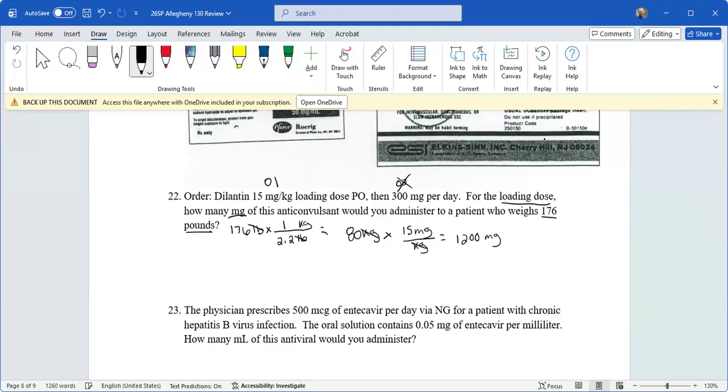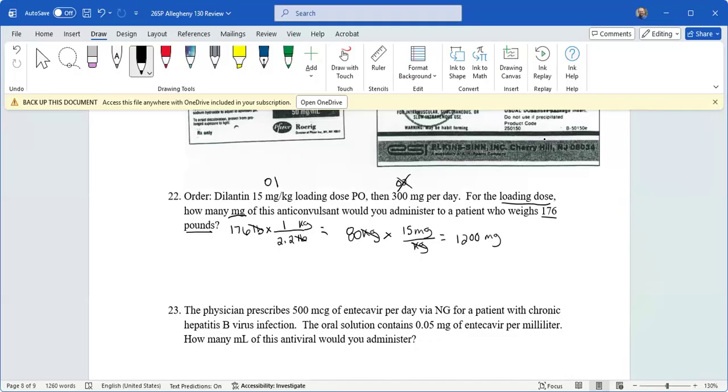So it seems like a lot, right? It's like a big loading dose, but that's why it's called a loading dose. A lot of times you give them a big dose first, and then you give them a regular maintenance dose after the fact. In reality, is that a lot of Dilantin? Probably. I don't know what the actual dosage recommendations are, or the safe dosage range and all that kind of stuff. But we're just going off of what this is for this individual patient.